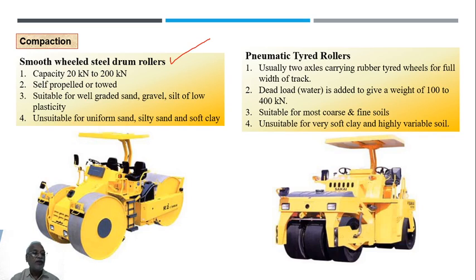It is self-propelled, there will be an engine and then it will be pushed, or sometimes it will be towed also, right? Suitable for well-graded sand, gravel, silt of low plasticity, unsuitable for uniform sand, silty sand and soft clay. So soft clay you will not be using smooth rollers. It is slightly coarse grained soils only it is suitable, and then not for uniform sand. So that is what is suitability of the equipment as far as smooth wheeled steel drum rollers are concerned.